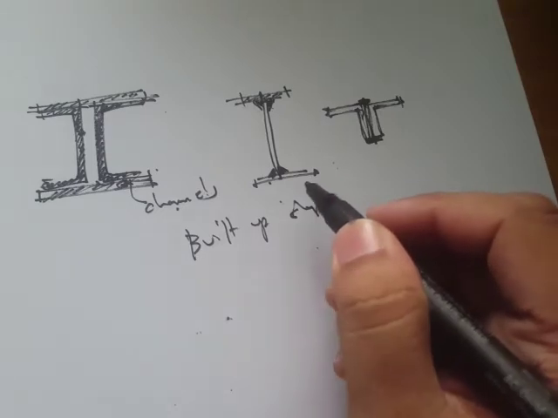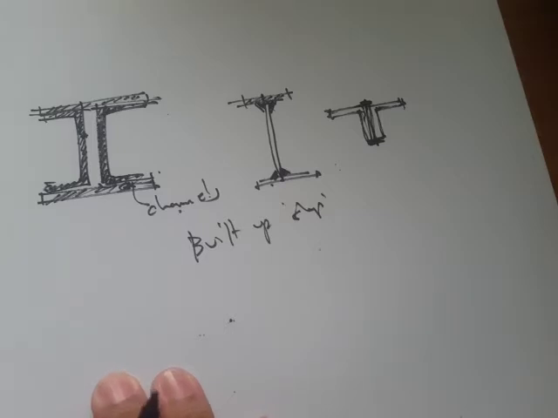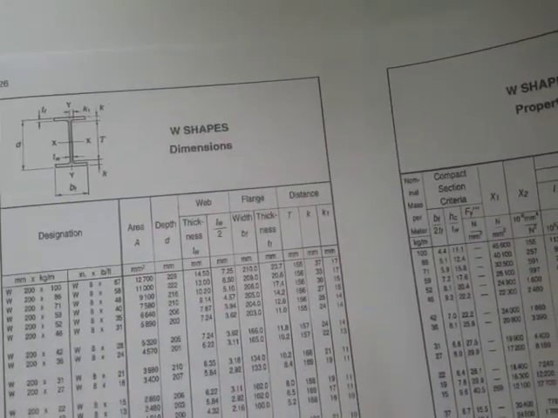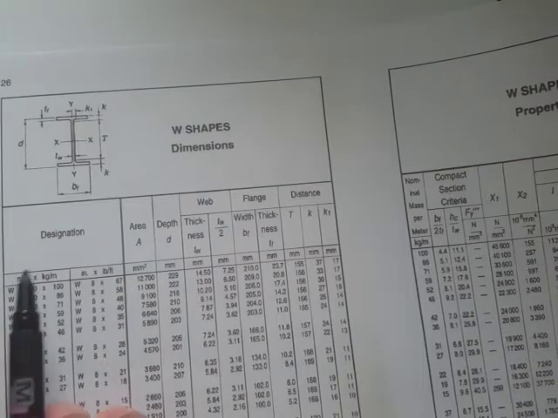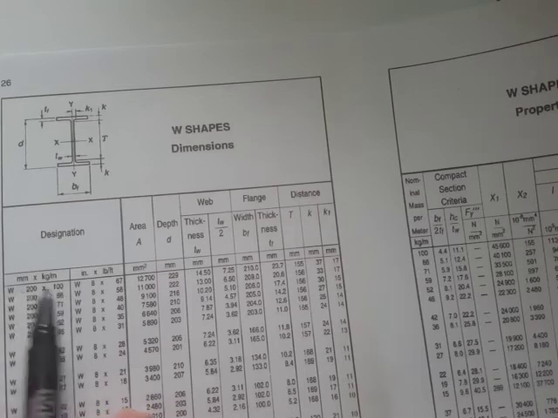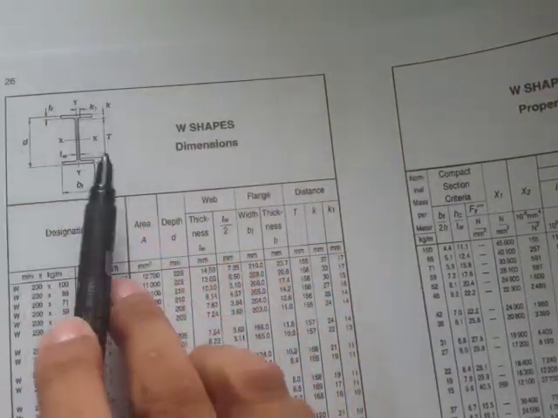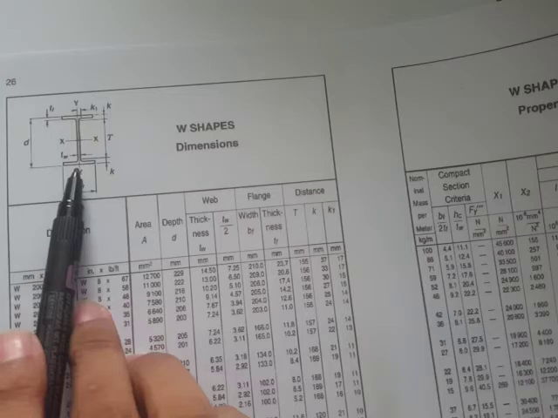Okay, so now let's move on to the property tables or steel tables. Here we have an example of a property steel table, for example these W shapes. Then you'll find here the designation. We have W, for example, W 200 by 100. The first number refers to the nominal depth. You can find the notations here. Depth is the distance from the top face to the bottom face.